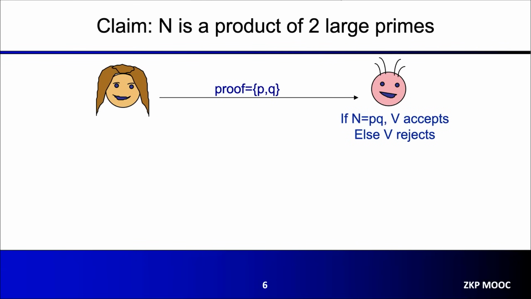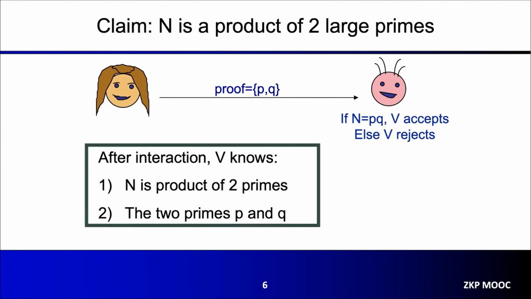Multiplication is an easy operation, polynomial time. And he has to check that p and q are both primes, and that's also an easy operation. We know how to do it in polynomial time. And if that's the case, he accepts, otherwise he rejects.